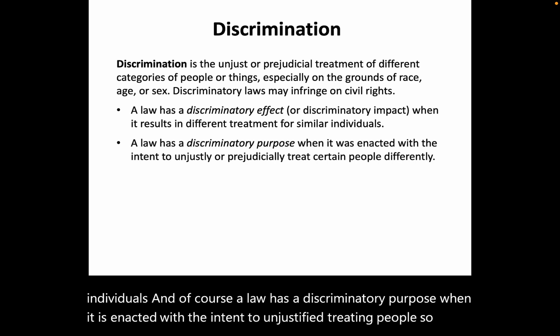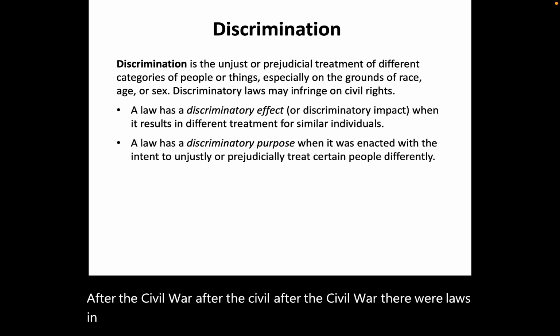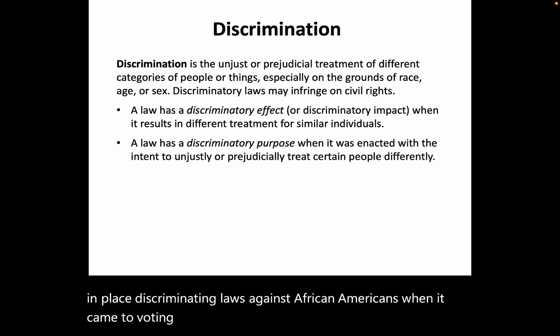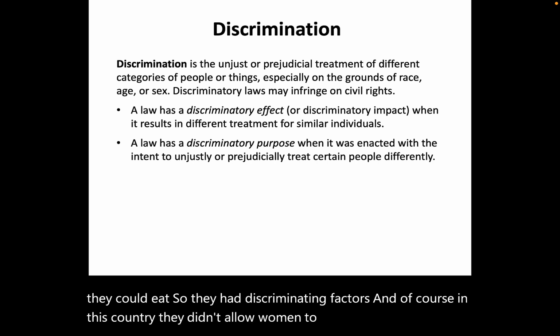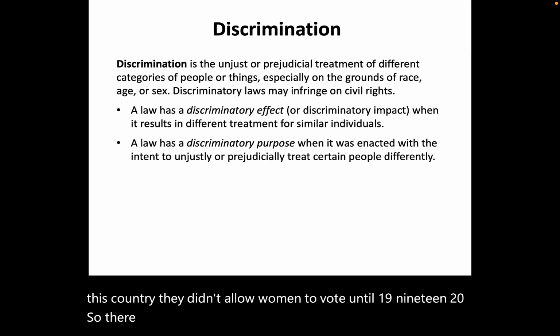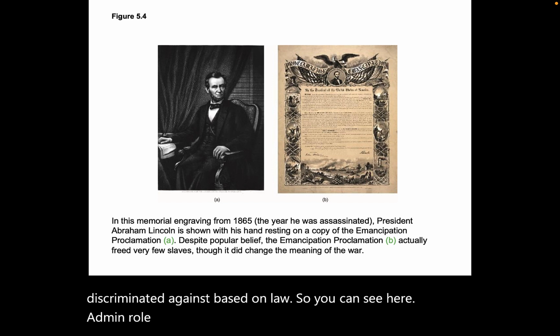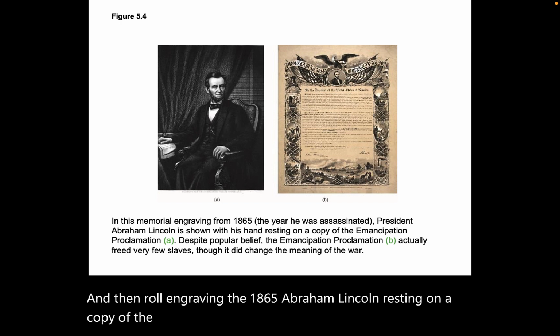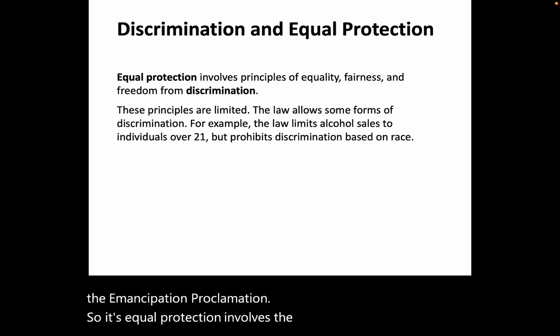After the Civil War, there were laws in place discriminating against African Americans when it came to voting, education, and what locations and public places they could eat. In this country they also didn't allow women to vote until 1920. So there were a lot of factors that allowed individuals to be discriminated against based on law. You can see here a memorial engraving of Abraham Lincoln resting on a copy of the Emancipation Proclamation. Equal protection involves the principles of equality, fairness, and freedom from discrimination.